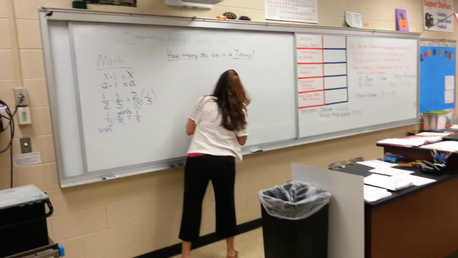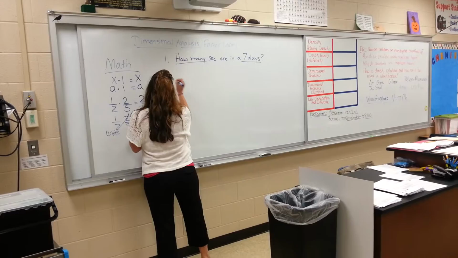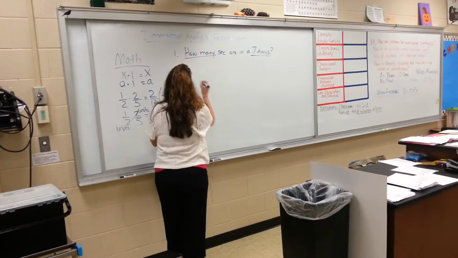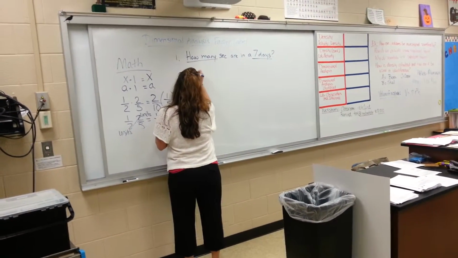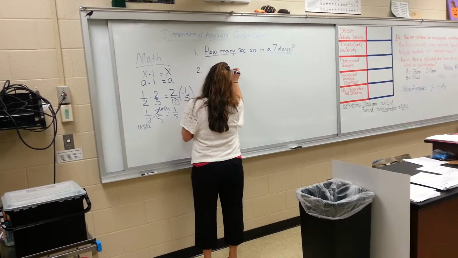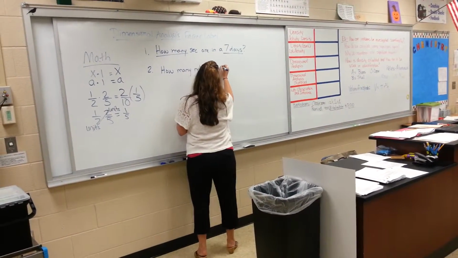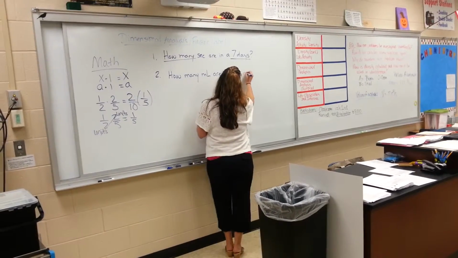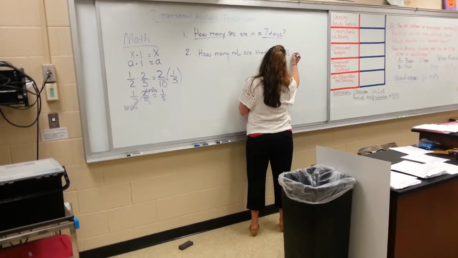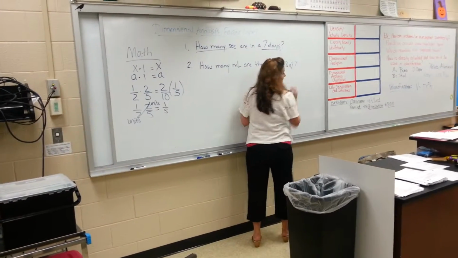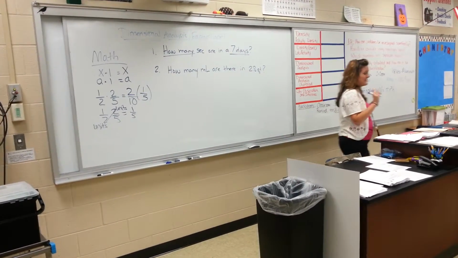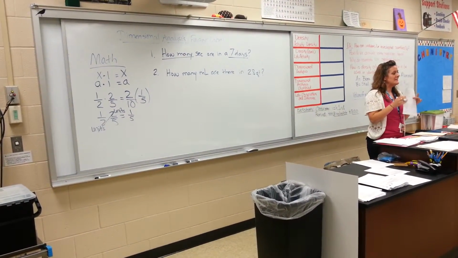Okay, so here's your next example right here. This is 1, this is 2. If I have, how many milliliters are there in 2.8 quarts? Huh. Okay, now, wait a second. Funny. Wait a second. That's not going to be an issue.